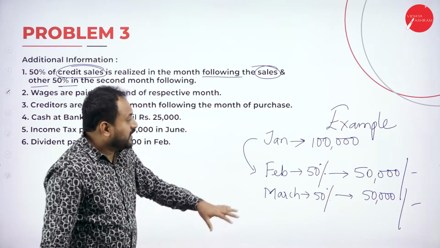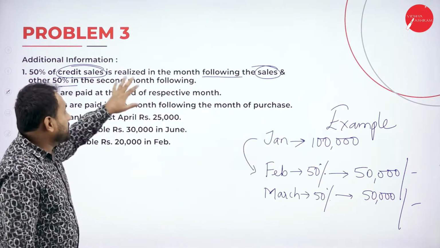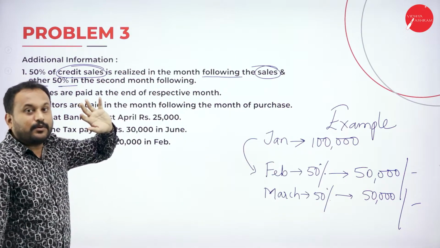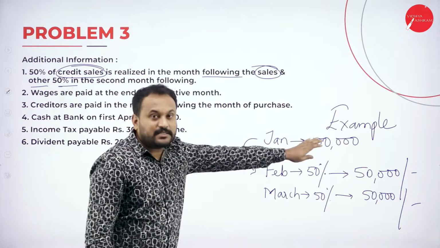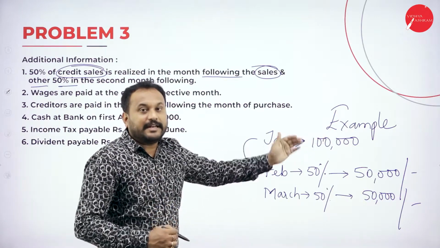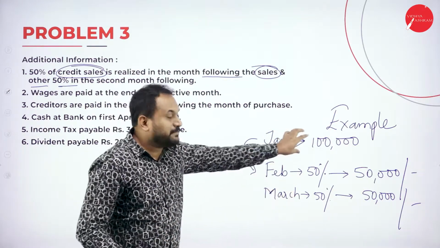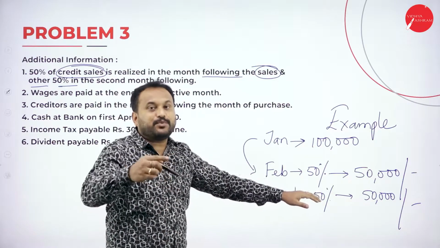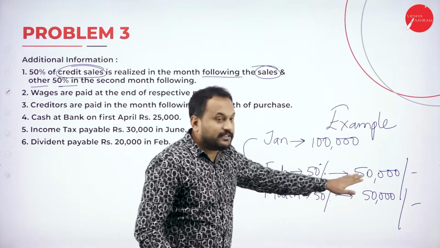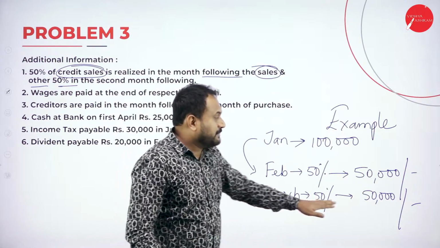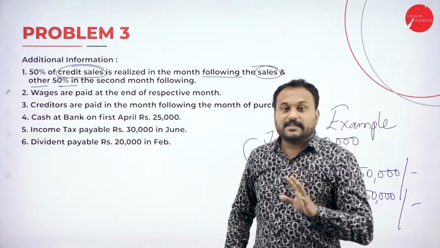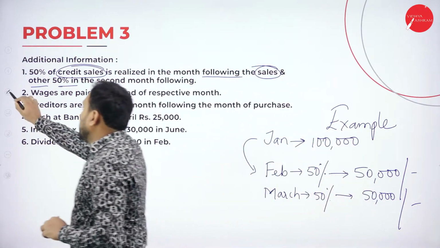So, this is what they are actually asking us. That means whatever the sales is, we will get it in the next 2 months, not in the same month, but the next 2 subsequent months. 150% in February and another 50% in March. This is an example which I actually told you. Let's go with our problem now.